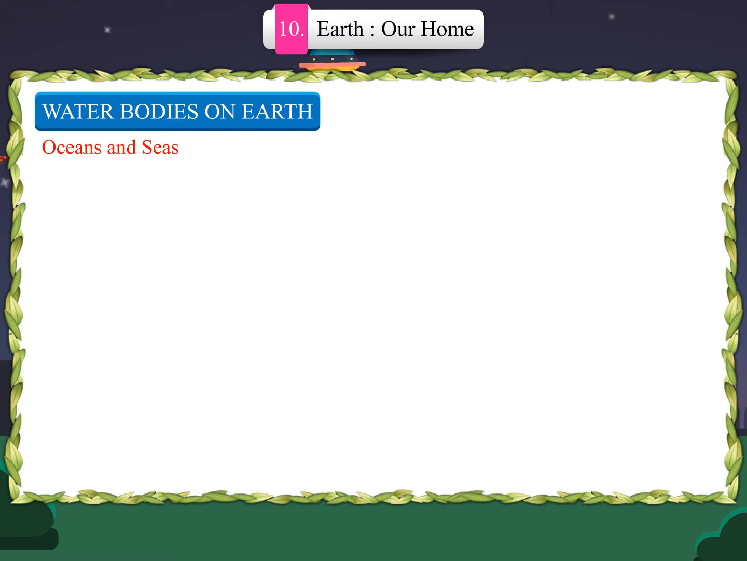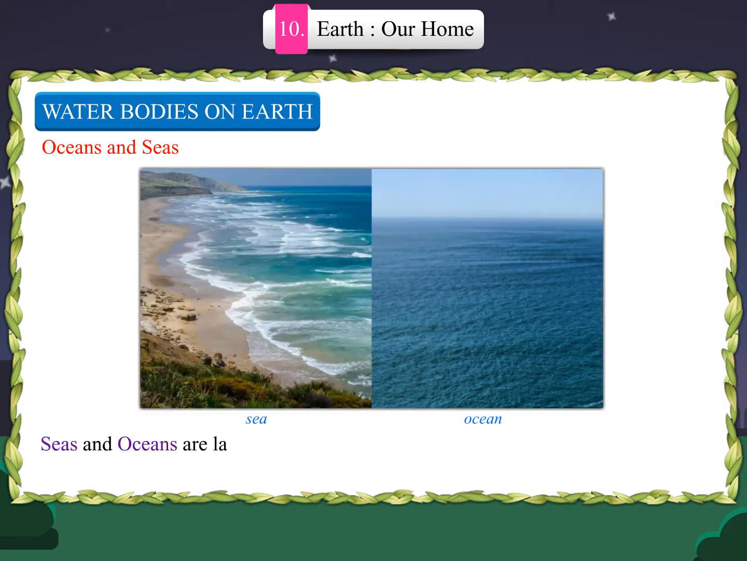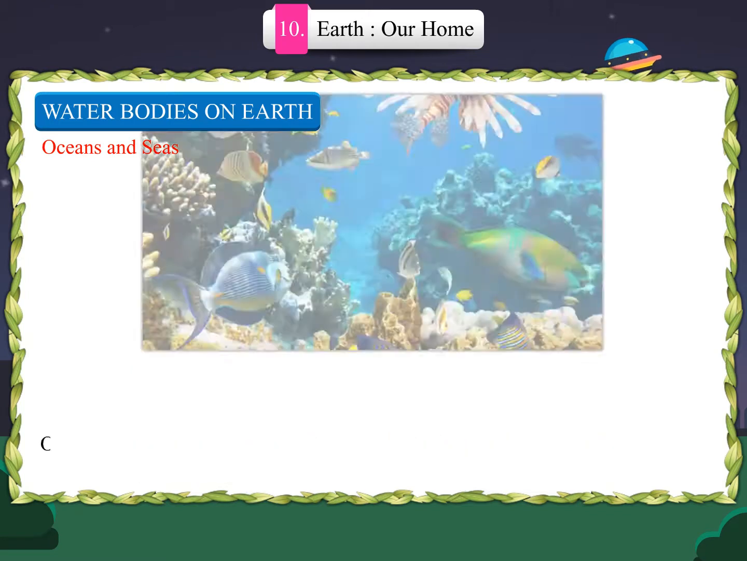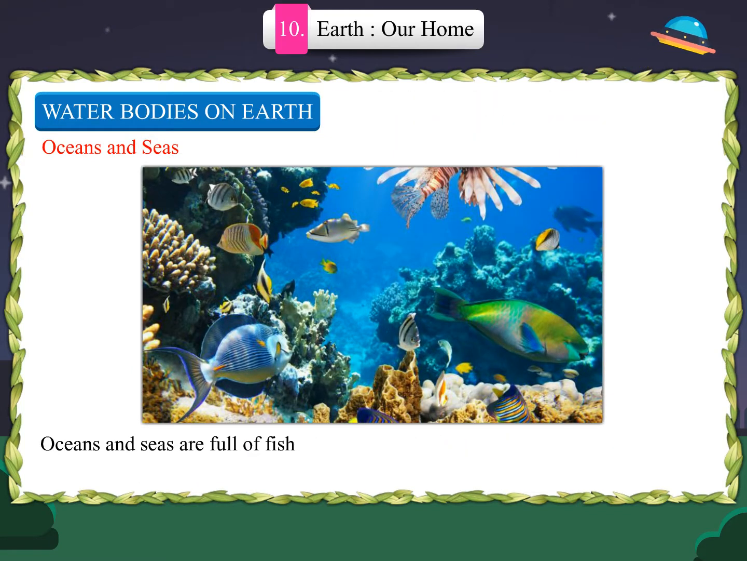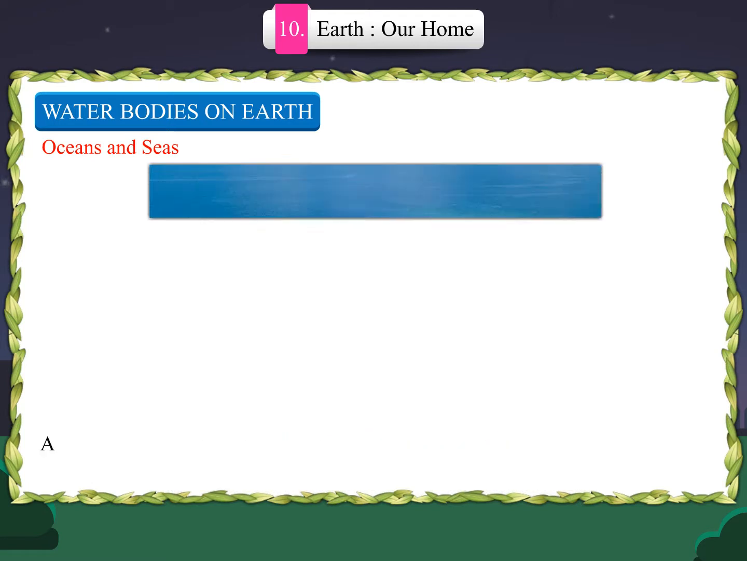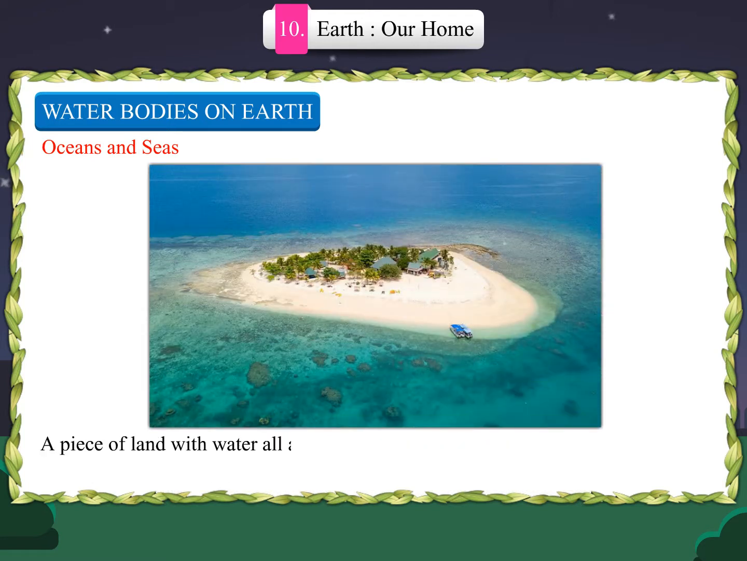Oceans and seas. Seas and oceans are large water bodies. Most of our Earth is covered with water that is found in the oceans and seas. Oceans and seas are full of fish and plants that grow under the water. The land along an ocean or sea is called the coast. A piece of land with water all around it is called an island.